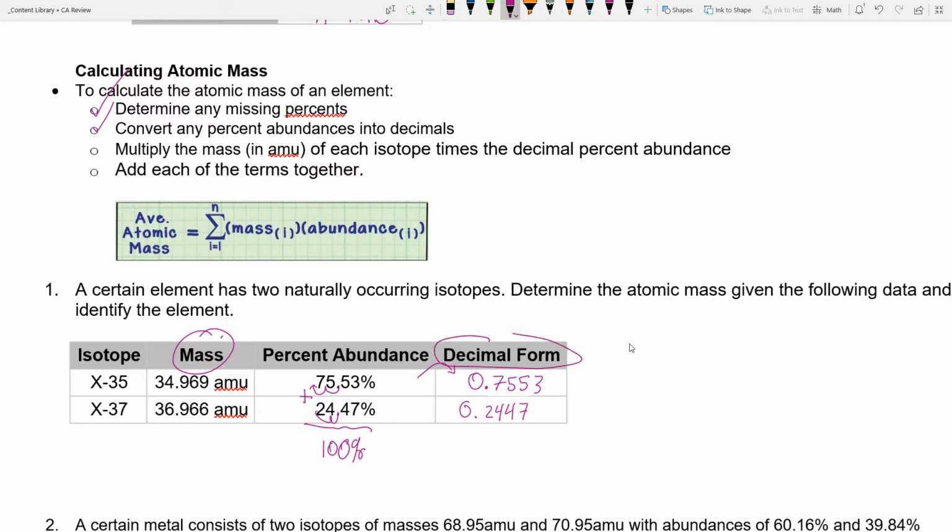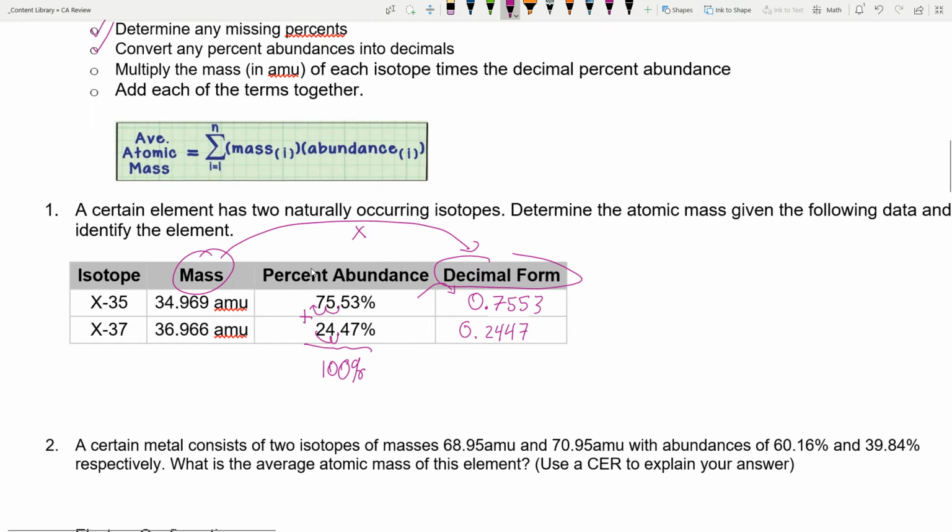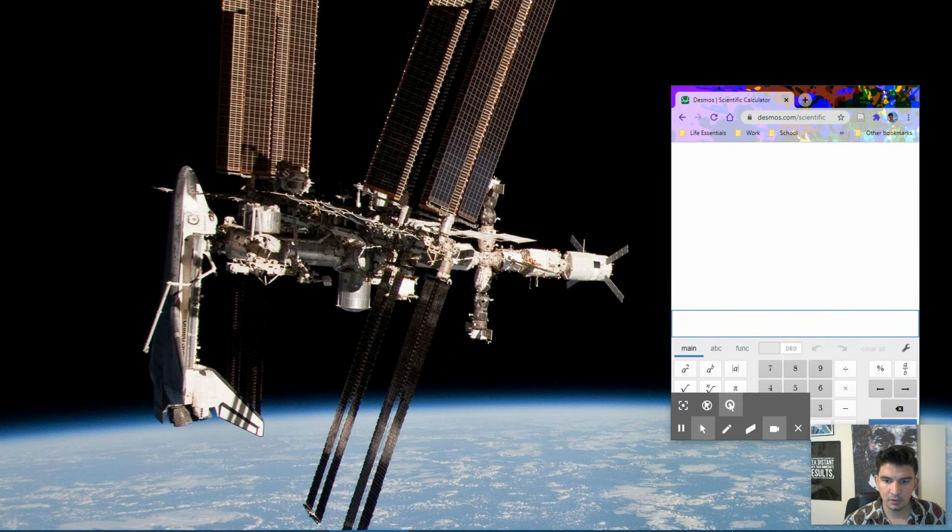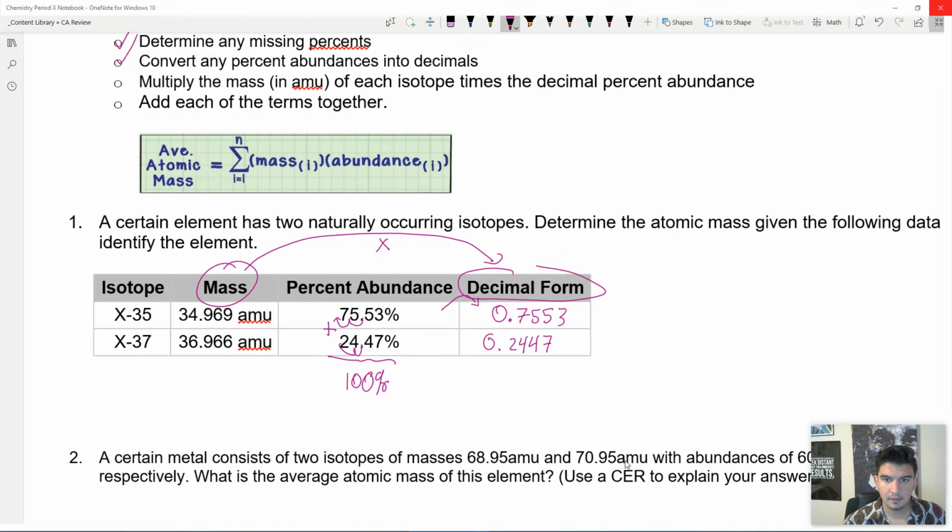So I'm going to do mass times the decimal form. If you do not convert it, if you try to just multiply it by 75, you'll get a huge number, and not only will it be huge, it will be huge and incorrect. Okay, so let's pull up a calculator.